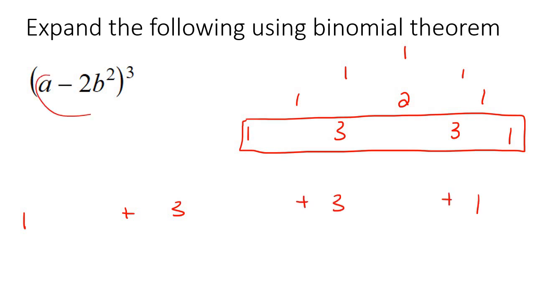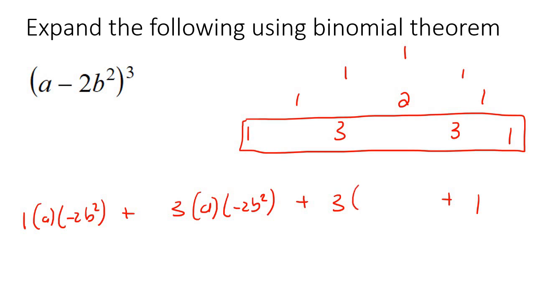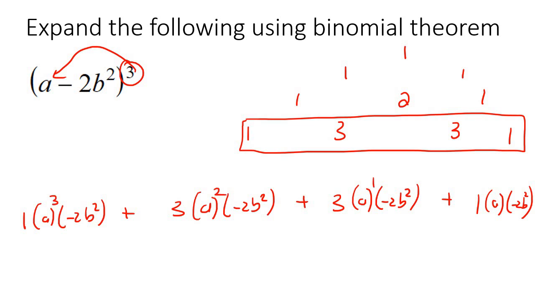Okay, and then we're just going to take the first part and the second part in the bracket. So it's going to be a and then negative 2b2, and then a and negative 2b2, and then a and negative 2b2, and a and negative 2b2. And then you're just going to take this number and put that to the first one. So that's going to be 3, 2, 1, 0. And then you're going to say 0, 1, 2, and 3.